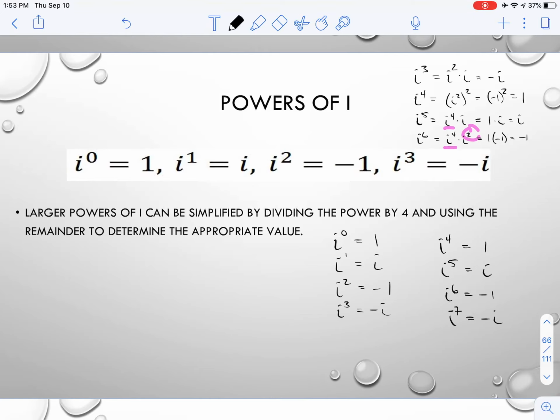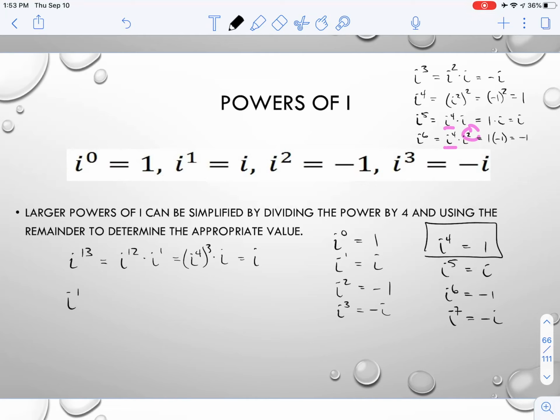So let's look at something like i to the 13th. I could break this down and say, well, it's going to be i to the 12th times i to the first, because i to the 12th is a power of 4, and all those powers of 4 simply equaled 1, right? i to the 12th would be i to the fourth to the third power times i to the first. Well, i to the fourth is 1, 1 cubed is 1, and I simply have i to the first.